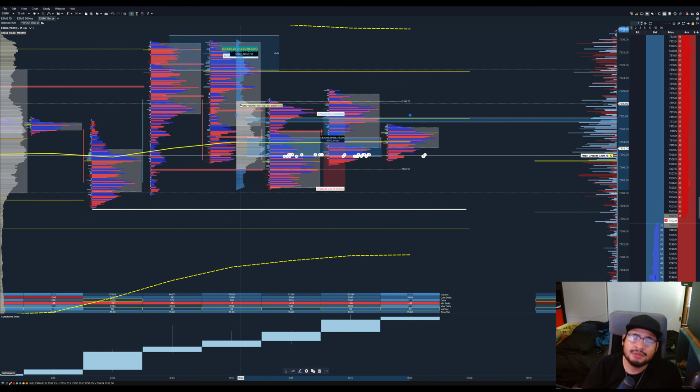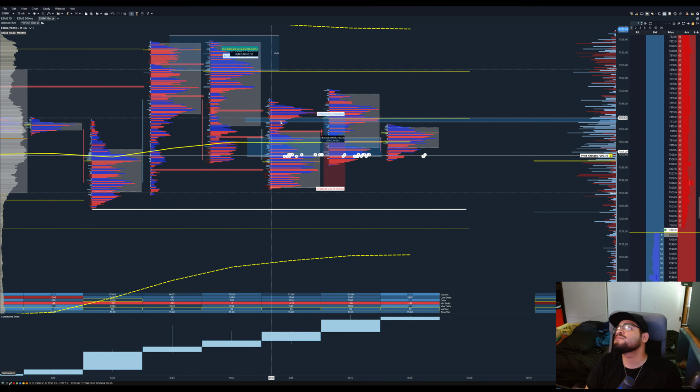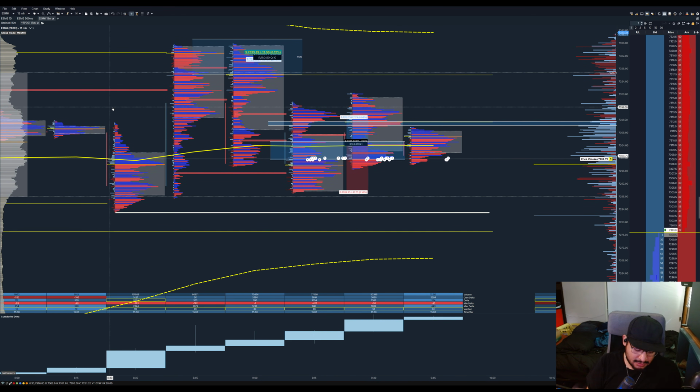Let me get rid of this right now. So for the daily profile, which is here, you can see we have a bigger node here. This is the full day profile. Wait, is that so? Okay.